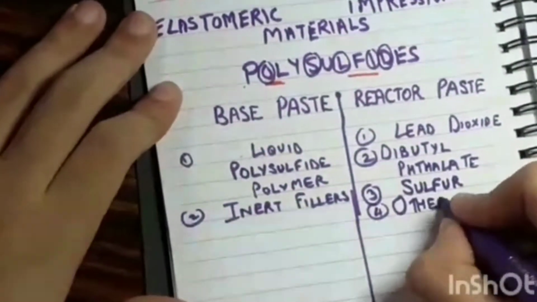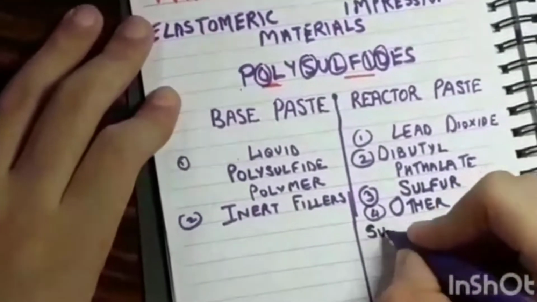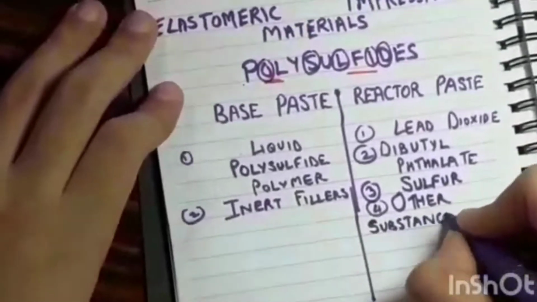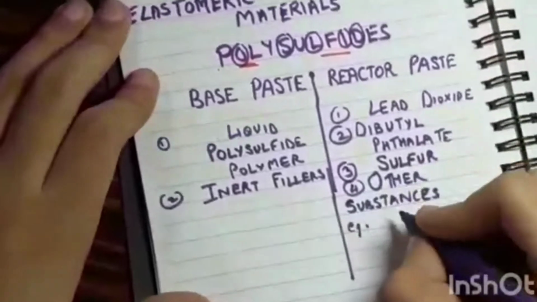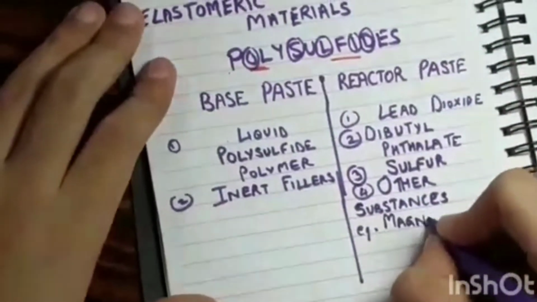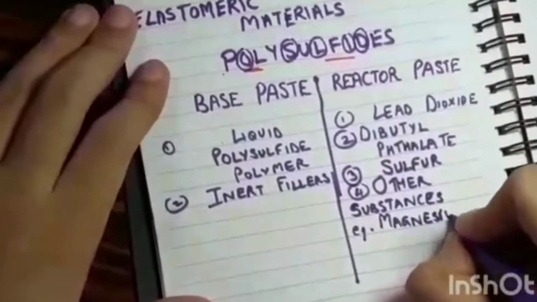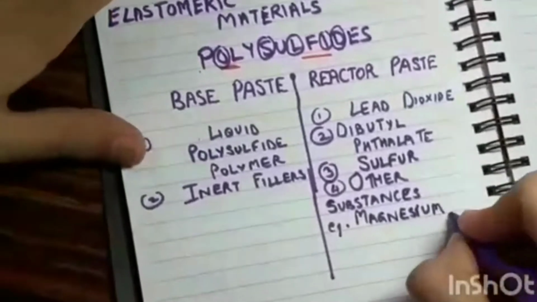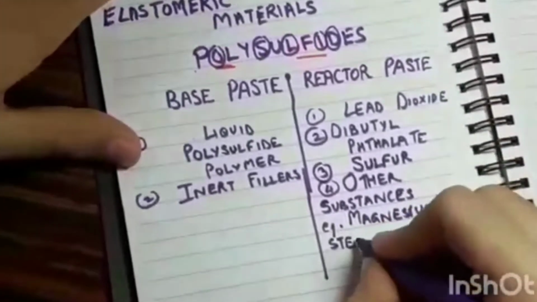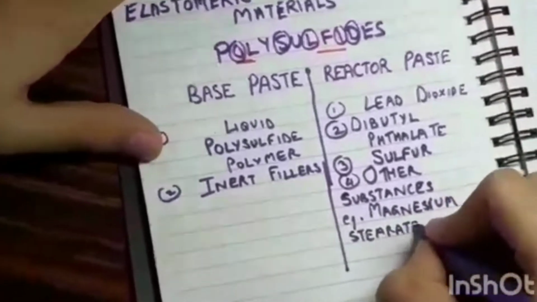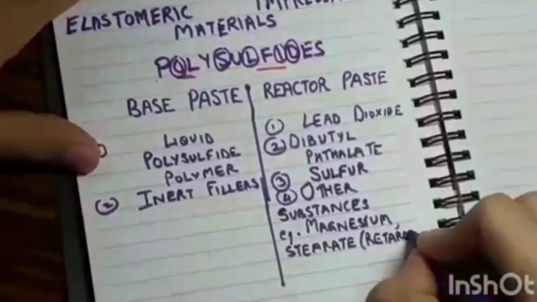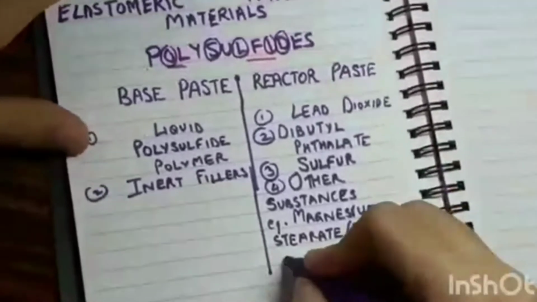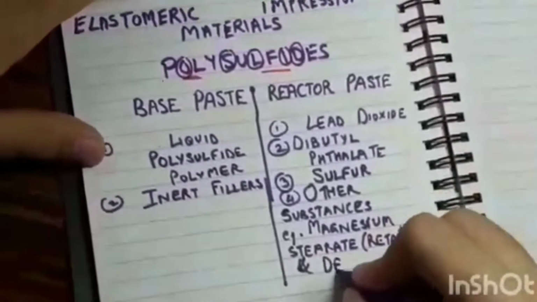And the next one is, we'll take the letter O, which stands for other substances like magnesium stearate, which is a retarder, and deodorants, which mask the unpleasant odor of polysulfides. So that was about polysulfides, which were the first elastomeric impression materials to be introduced, also known as mercaptan or thiokol.